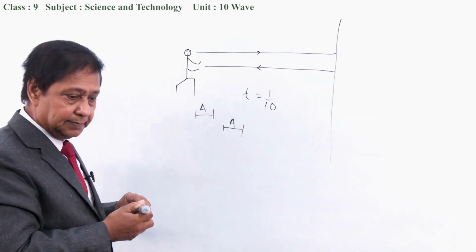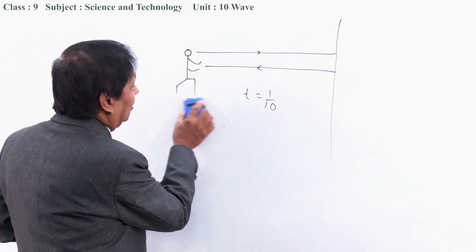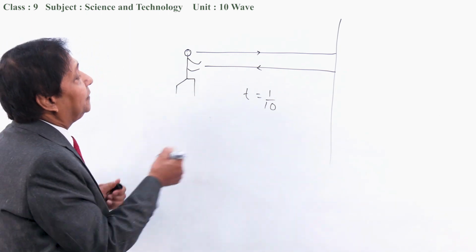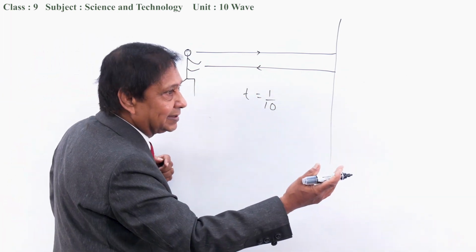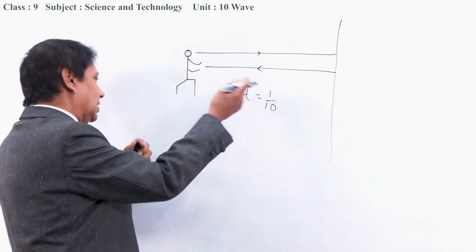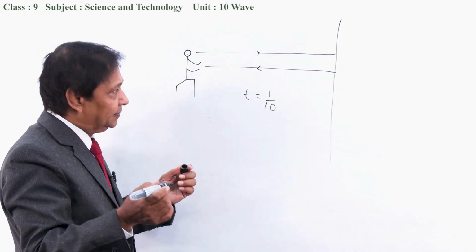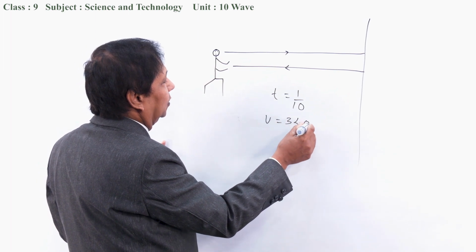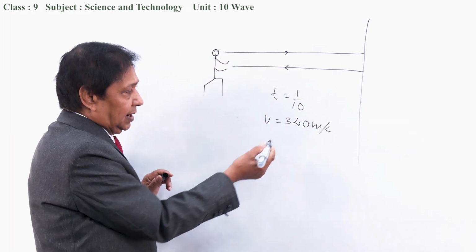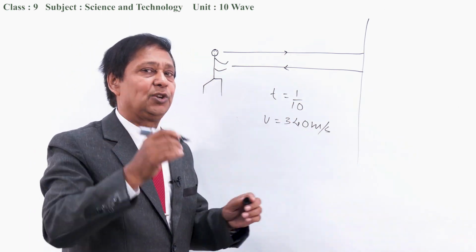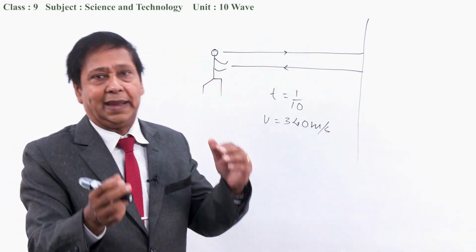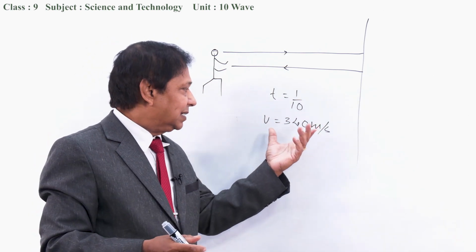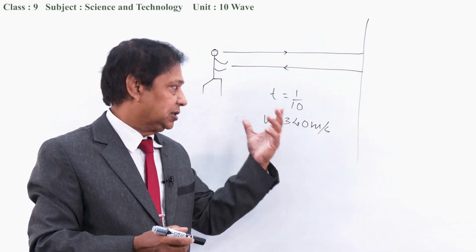What I mean to say is, the effect of sound remains in our ear up to 1 by 10 second. If reflected sound comes later than this, it is echo. If it comes within this time, it is reverberation. Now, the velocity of sound in air can be considered as 340 meter per second, because it is 332 meter per second at 0 degree Celsius, but the normal temperature of air is not 0 degree Celsius, it is more than that. That's why we can take this average value, 340 meter per second.